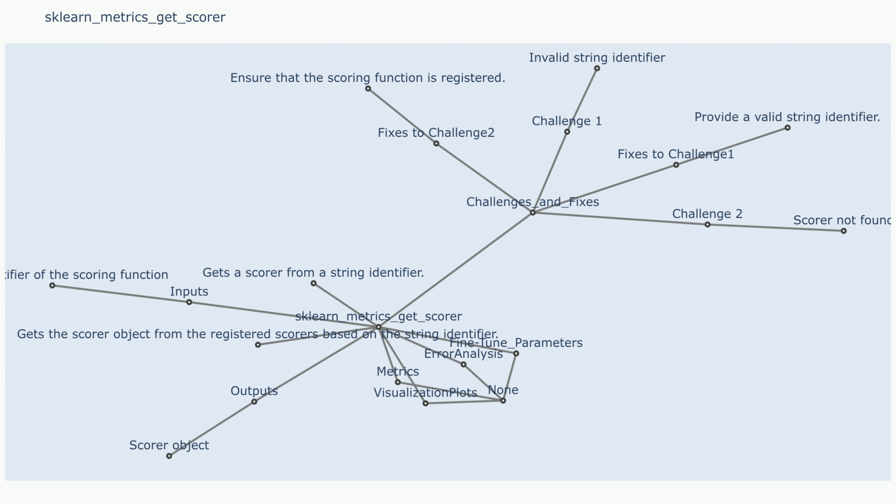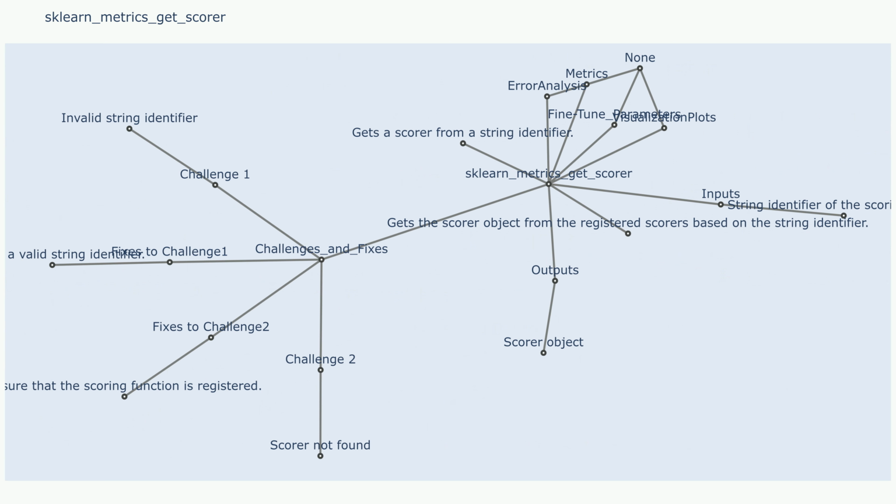F1 score: harmonic mean of precision and recall, balancing both metrics. ROC AUC: area under the receiver operating characteristic (ROC) curve, which measures the ability to distinguish between classes, used for binary classification problems. R-squared: R2 measures the proportion of variance explained by the model, useful for regression problems.